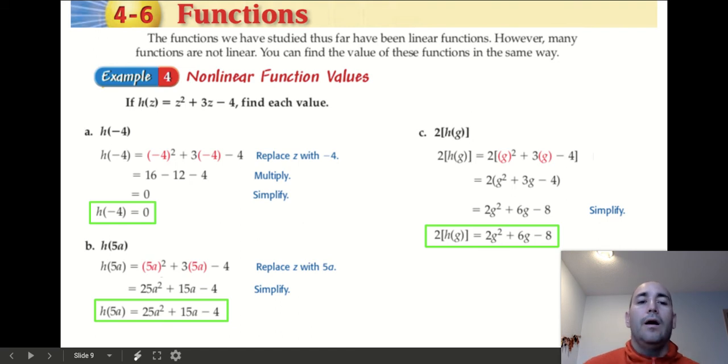So again, it might look a little bit complicated at first, but really you're just substituting values into the correct spot. Again, you can write these down, follow the same pattern. And again, if you guys have any questions, reach out to me. But that's how we work with functions.